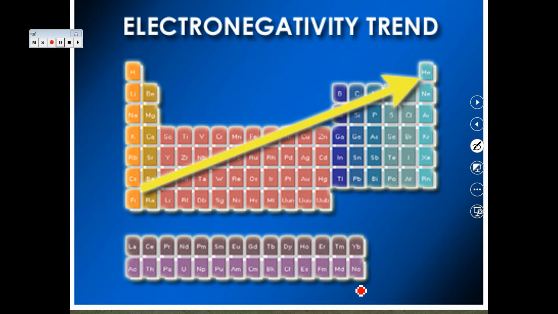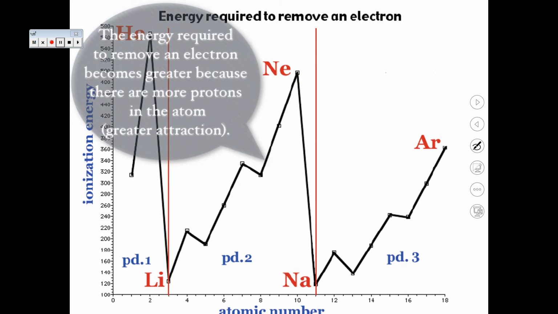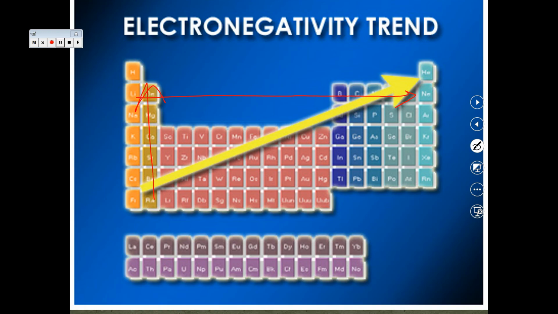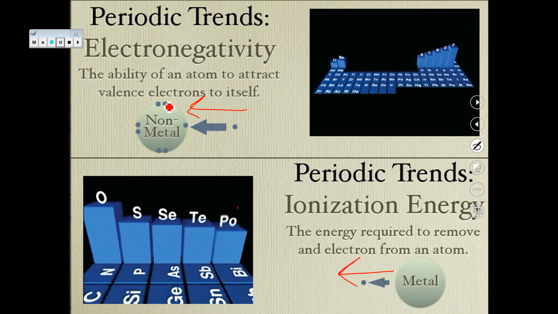Electronegativity trends. The electronegativity trends are, they increase as you go right across the periodic table and as you go up on the periodic table. We'll take a look at that in just a second. Actually, let's go back here. Let's talk about electronegativity back here. So the electronegativity is the ability of an atom to attract a valence electron towards itself.